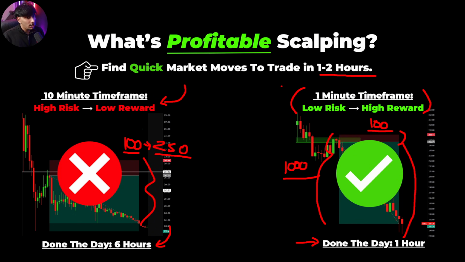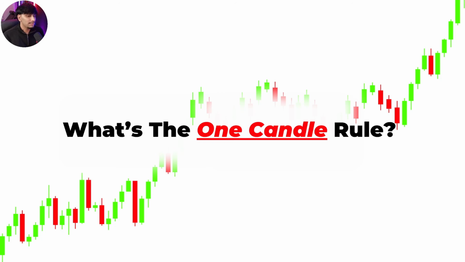Or even if you have a job, school, or just want to hang out with friends and family, you're able to do that as well. So now that I explained scalping, what is the one candle rule?